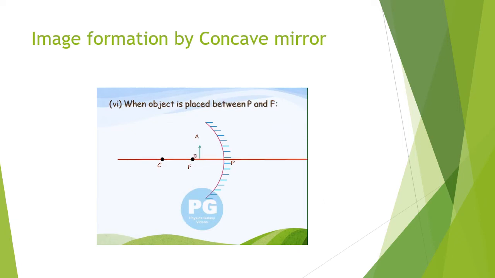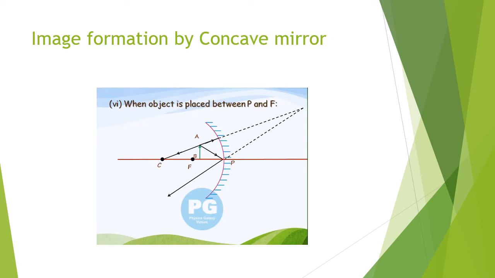Sixth case, when the object is placed between pole and focus of a concave mirror. Let's start the image formation. A ray passing through center of curvature retraces its path. So, the ray of light that is directed along the center of curvature will retrace its path. Another ray passing through the pole will get reflected obliquely, making equal angles of incidence and reflection with the principal axis. The two rays are divergent and cannot meet actually. But if we produce them back, they appear to come from point A dash.